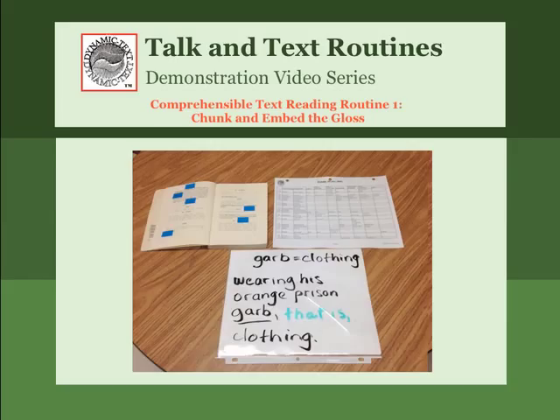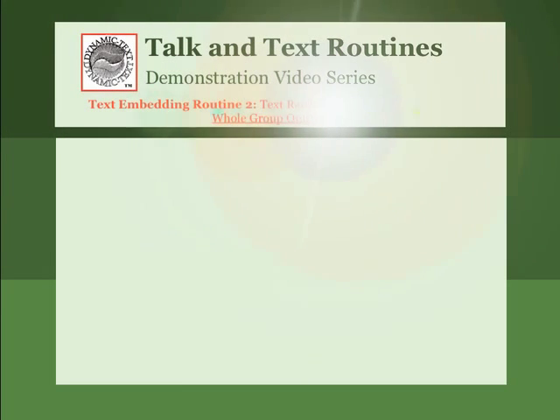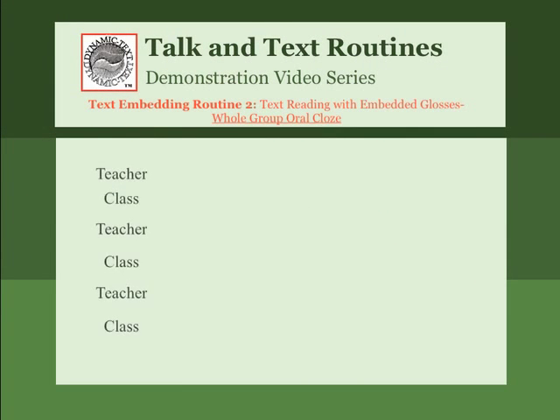Once students can identify a text chunk and have had practice embedding the gloss in the text, we are ready for Routine 2, text reading with embedded glosses, which we also refer to as oral cloze. Cloze refers to a fill-in-the-blank exercise. In this teacher-led routine, the teacher reads the text out loud, and when she comes to a target word, she pauses, adds the phrase "that is," and students chorally supply the gloss from the gloss list.